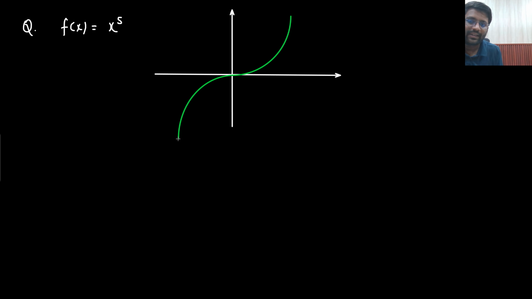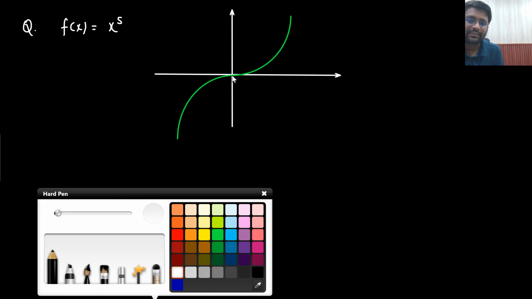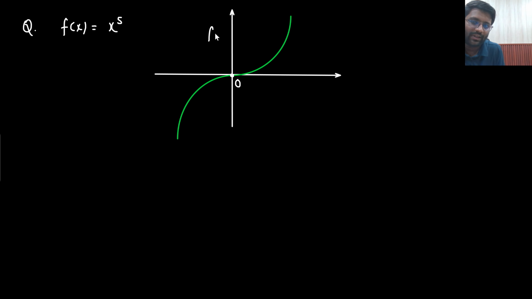So x equals 0 is neither maxima nor minima. It is a saddle point. x equals 0 is actually a saddle point. If this question is coming, what is x equals 0? You will be able to comment, sir, it is a saddle point only. Why is that so? You can see it from the double differentiation as well.